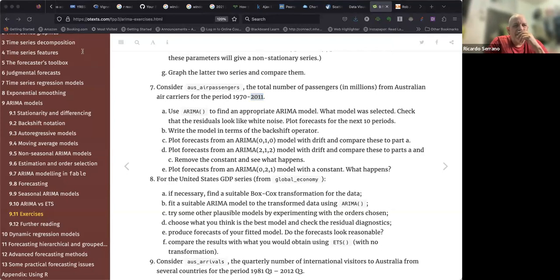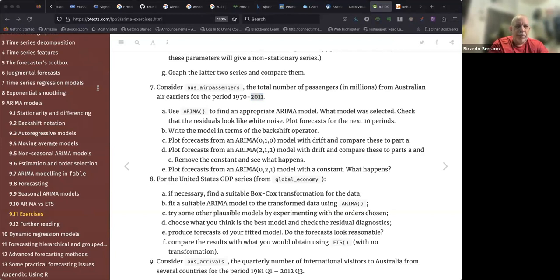So we have the year, so the period here is year, right? And then the total passengers, but this number is in millions. So 7.32 is going to be 7,320,000 and so forth.